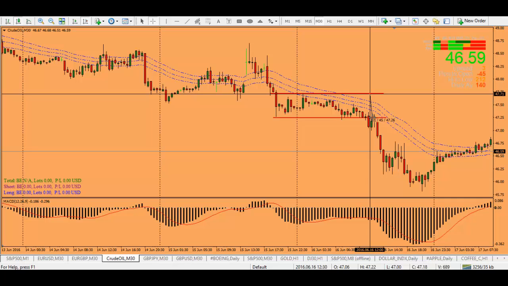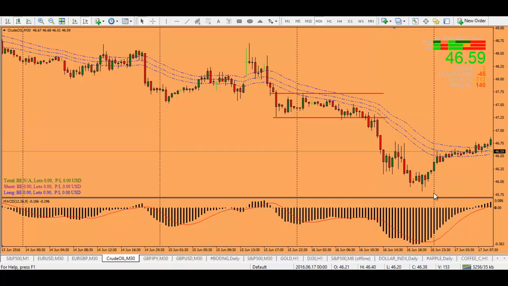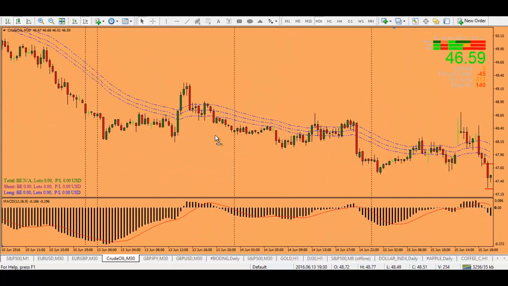The trade went very well. 45 pip stop loss, and it went almost 3 times in favor. So this is the short sell opportunity.